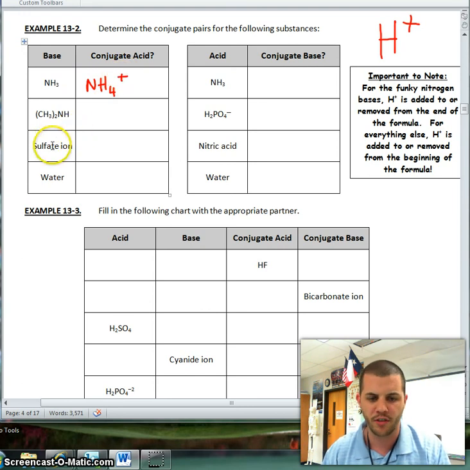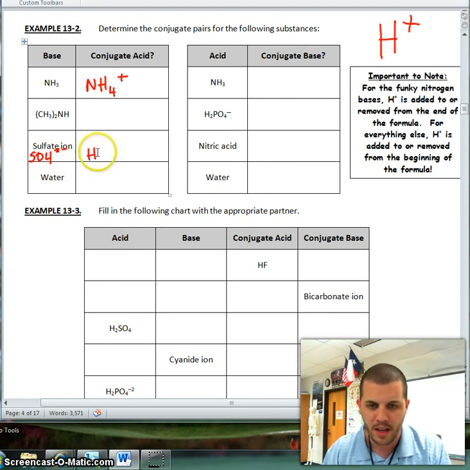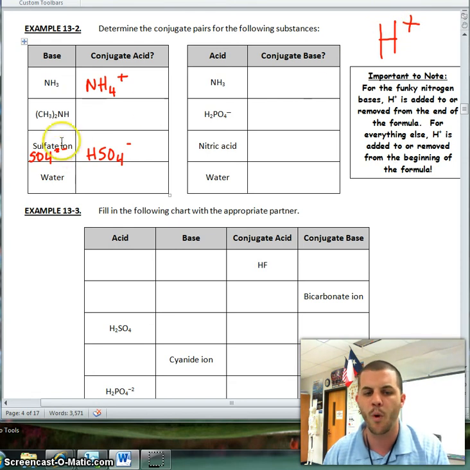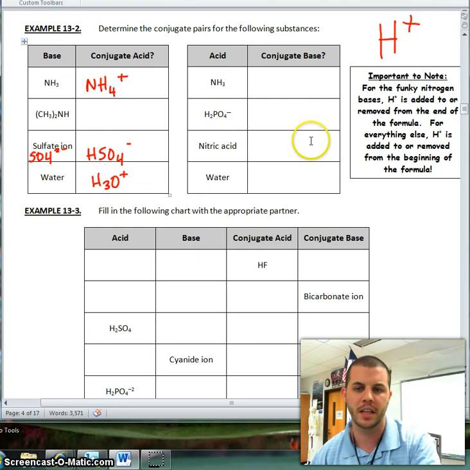Take a look at a sulfate ion. Remember, this is a sulfate ion right here, SO4 2 minus. If I gain a proton, then I'm going to put an H out front. I still have SO4. But now instead of 2 minus, it's just 1 minus because I also gained a positive charge that's going to cancel out one of those negative charges. Let's look at water, H2O. If H2O gains a proton, it's now going to be a hydronium ion, H3O plus.